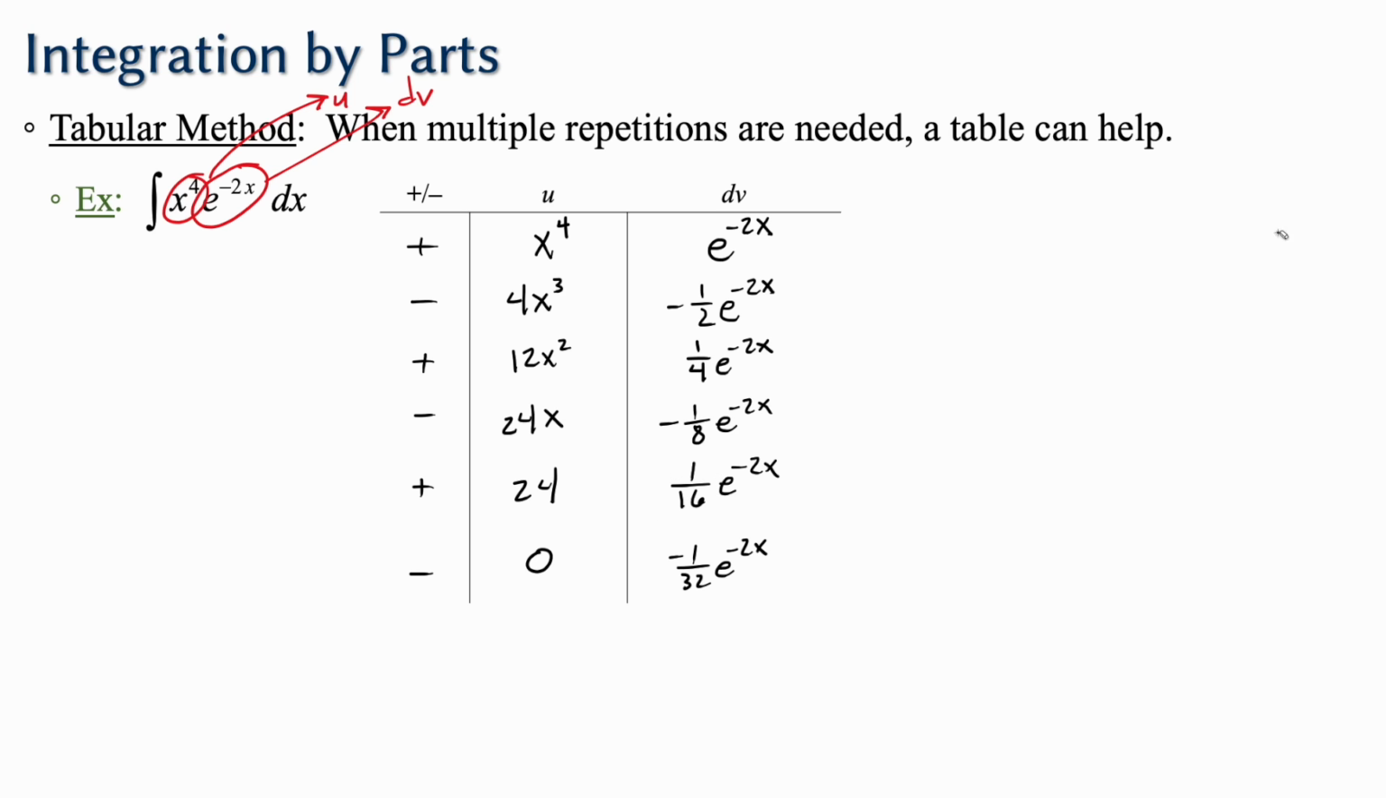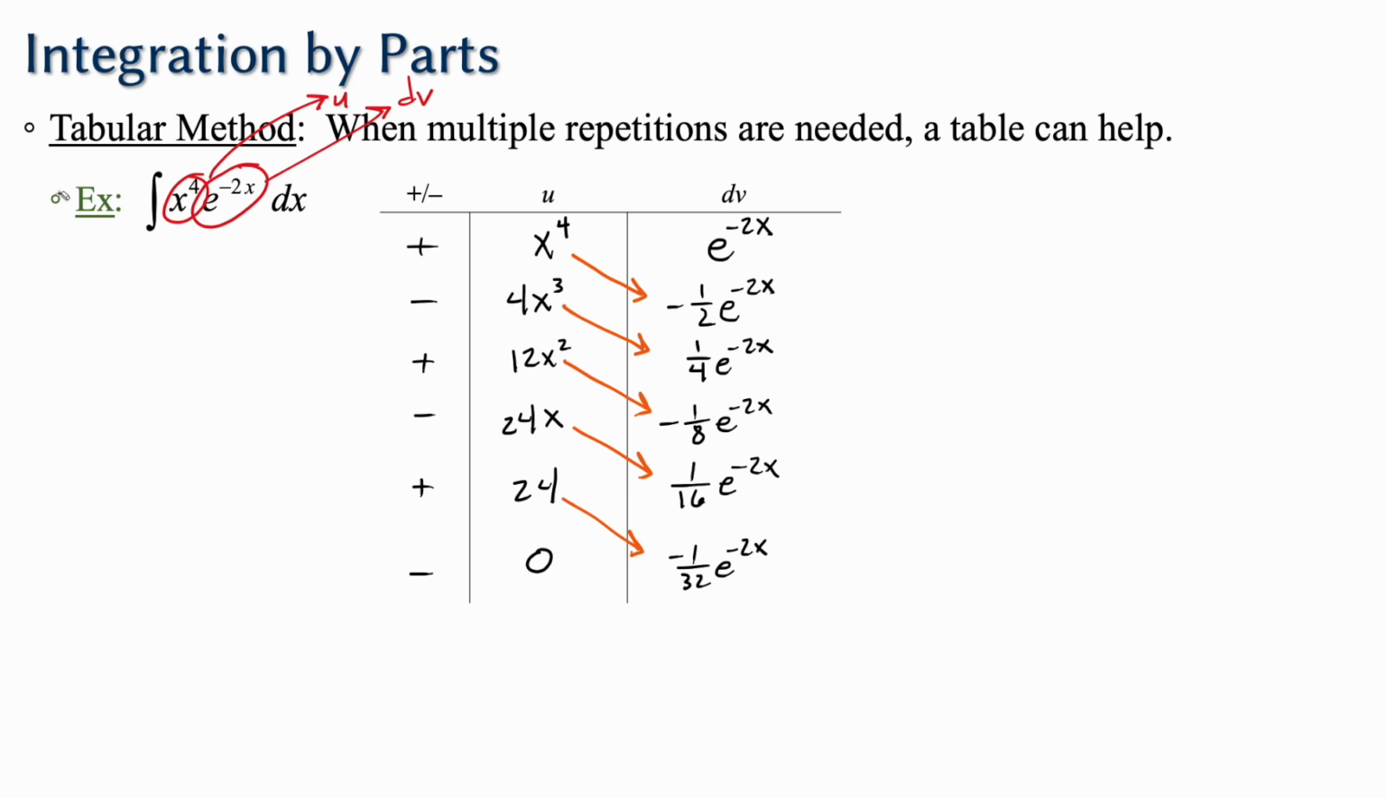So if that's something you need to work on at the side of your paper, that's fine. A check that I like to think of is that the derivative of e to the negative 2x is just negative 2 times e to the negative 2x. So I just want that reciprocal to make it go away. Okay, so let's focus on our diagonals. Here it's going to be positive x to the fourth times this, negative 4x to the third times this, and then these two, and these two.